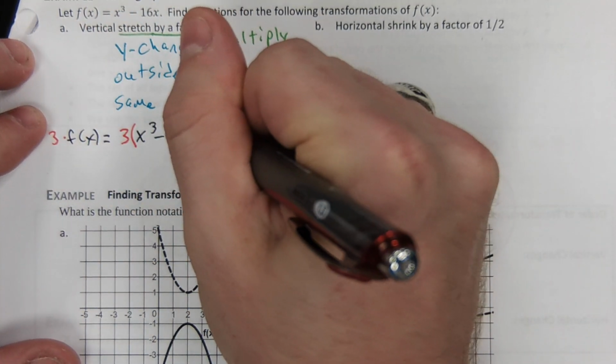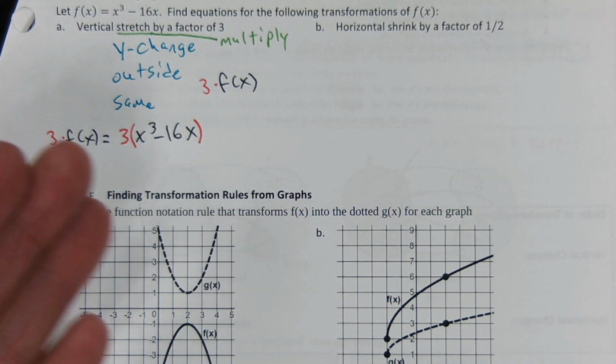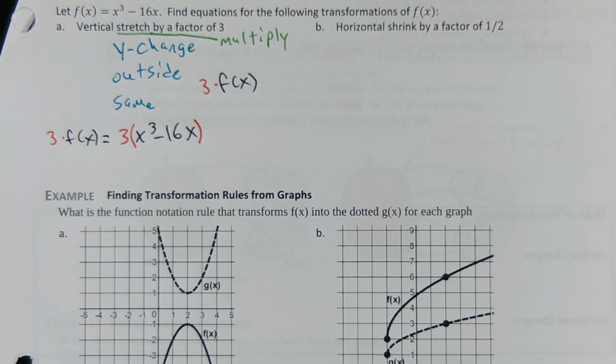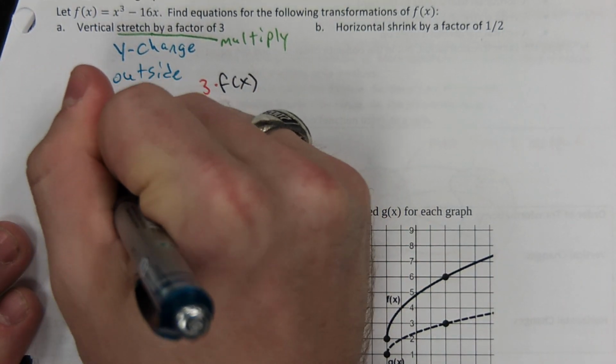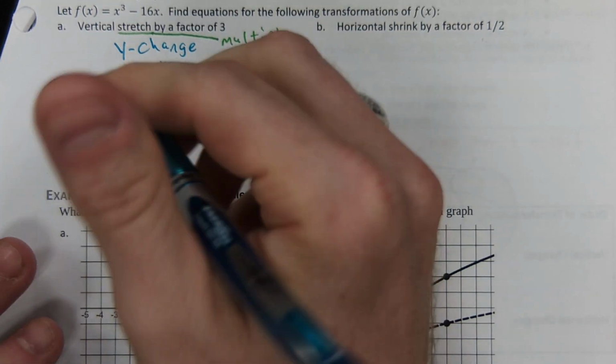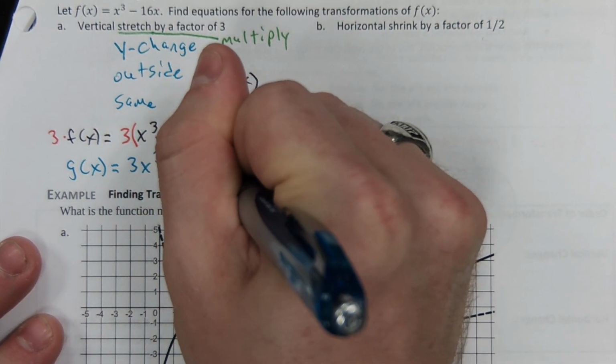Please get in the habit of, when multiplying a side by a number, using parentheses. You have to distribute that 3 to get it 100% correct. This is g of x now. Distributing the 3 gets me 3x to the third minus 48x.